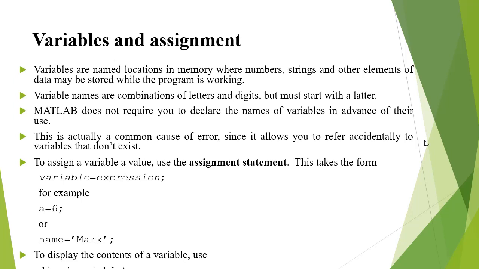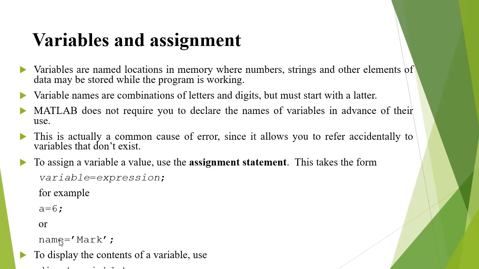But for you to be able to assign a variable a value, you use the assignment statement. It takes the form of a variable with the equal sign, which we are now calling an assignment operator. This variable is assigned the value of the expression. For example, we can say A is assigned a value of 6. This does not mean that A is equal to 6, as much as 6 is now stored in A. Or here we can say Mark is stored in name. So on the left we have the variable, on the right we have the expression or the value that we want to put there.